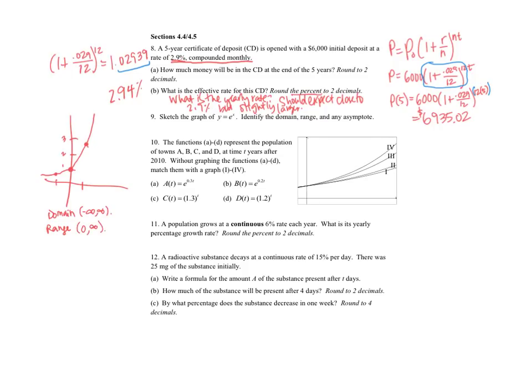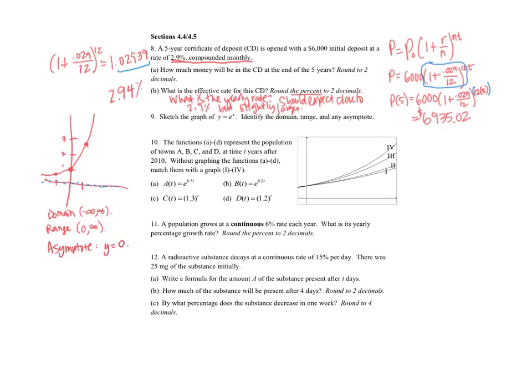And the asymptote, so it has this horizontal asymptote here. And the asymptote is at y equals 0. Okay, number 10, I have several different graphs of populations of towns. So I need to figure out which graph is which.